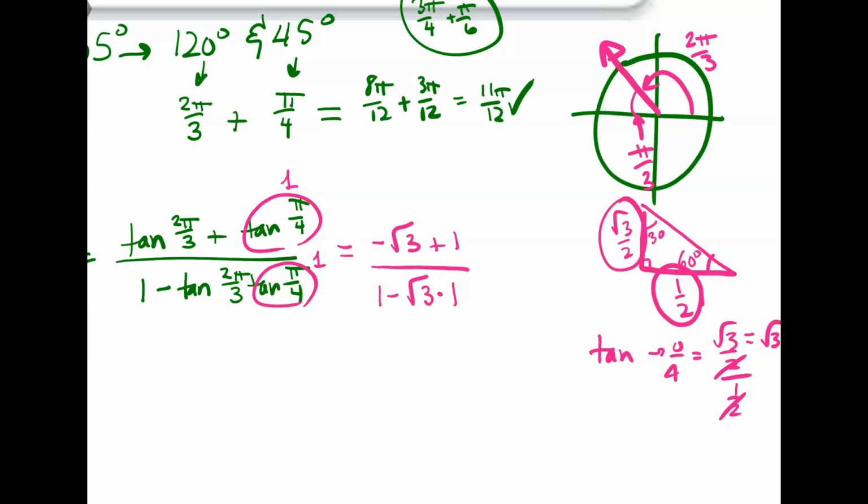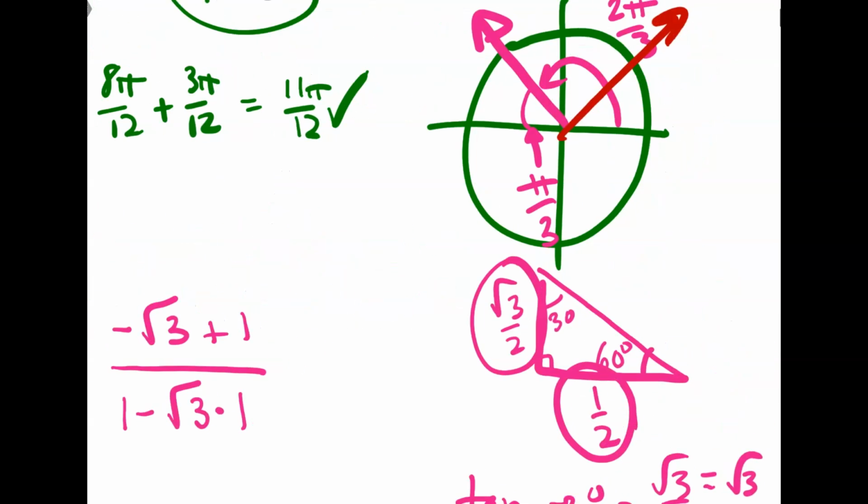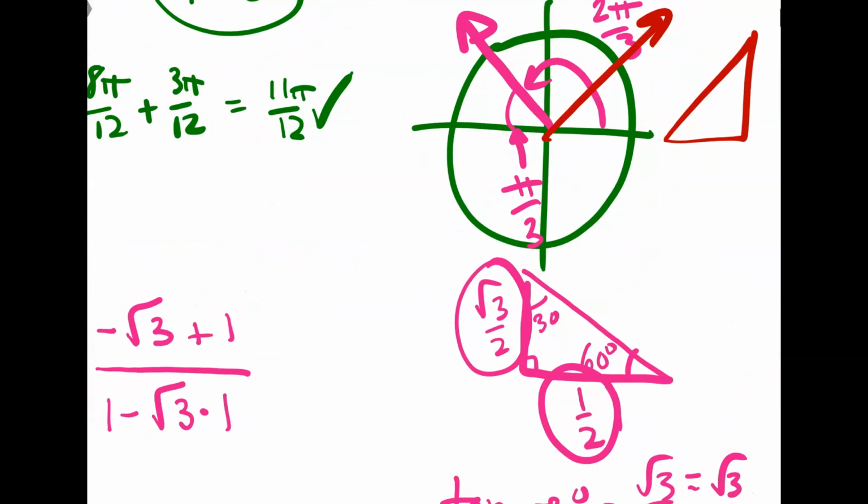So pi over 4 is 45 degrees. Tangent is sine over cosine. At 45 degrees, sine and cosine are the same thing, root 2 over 2 divided by root 2 over 2. So at 45 degrees, I have an isosceles triangle, 45, 45, they're the same exact value. So if I'm taking tangent as opposite over adjacent, it's literally the same number on top and bottom, so that's just equal to 1. It's literally root 2 over 2 over root 2 over 2. That's the same number, so it's just 1.